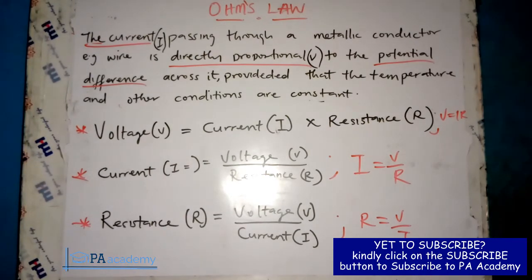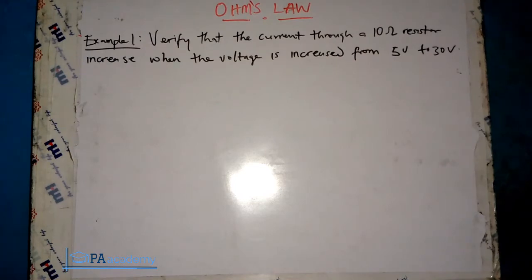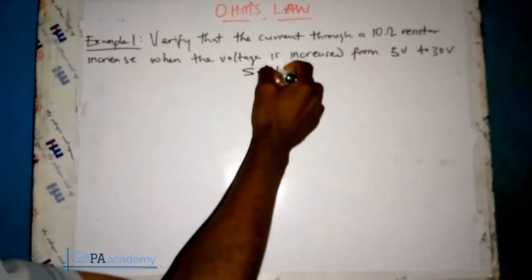So now let's start to look at examples where we are going to be applying these formulas. So here's example 1. It says verify that the current through a 10 ohm resistor increases when the voltage is increased from 5 volts to 30 volts. So let's look at this example under Ohm's law.